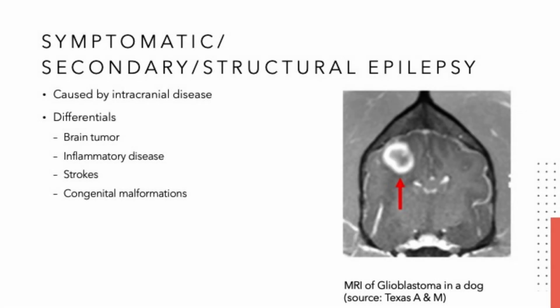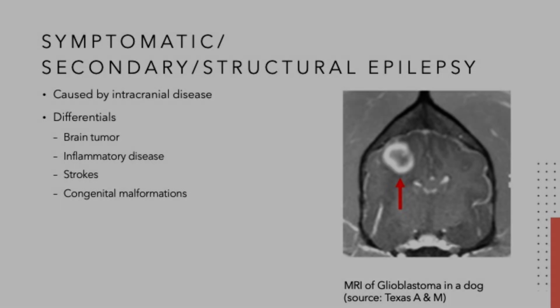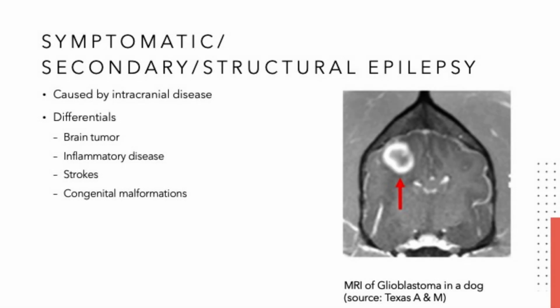Symptomatic epilepsy, which is at times also called structural or secondary epilepsy, refers to seizures that occur due to an identifiable structural lesion, such as a brain tumor, inflammatory disease, or stroke. These are for the most part intracranial causes. Reactive seizures are seizures caused by extracranial conditions, such as metabolic disorders which include hypoglycemia, hepatic encephalopathy, or toxicities such as lead poisoning. These are largely extracranial in origin.